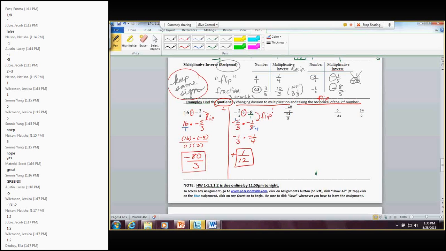Oh, look at this next problem. Craziness. This is called a complex fraction. Why is it called a complex fraction? Because it's a fraction and it's very complex. If something's complex, it's like complicated. Well, we've got fractions within fractions, right?